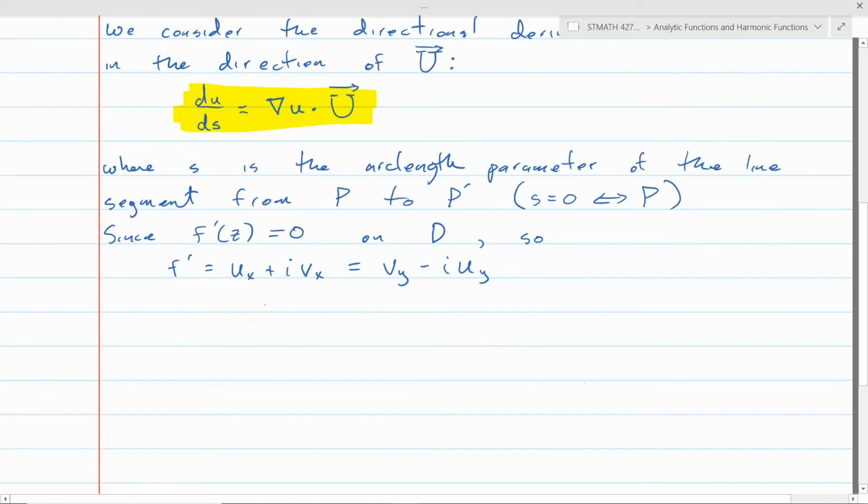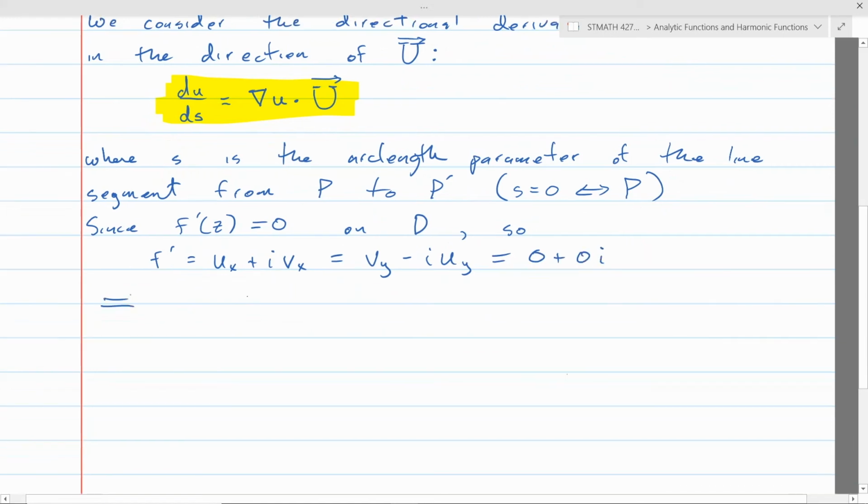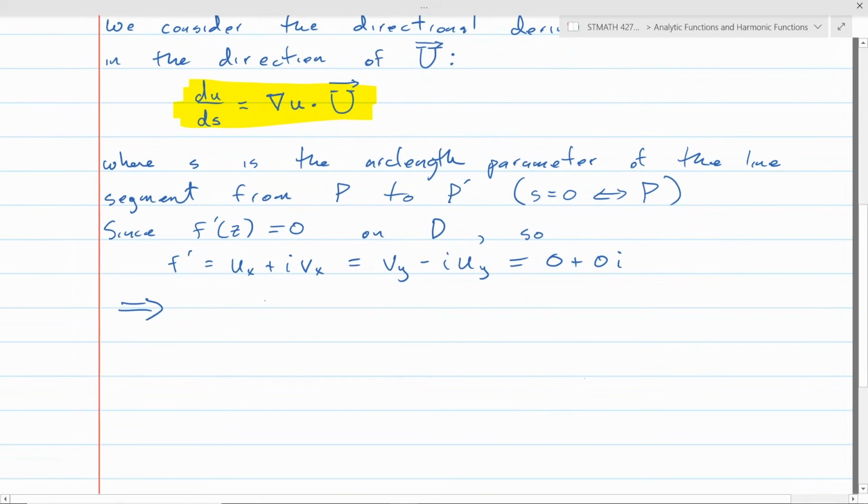But the derivative is equal to 0, right? So all this is equal to 0, if you want to write 0 plus 0i. So what you can see from all this is that all those partial derivatives are equal to 0, right? u_x equals u_y equals v_x equals v_y. They're all equal to 0.